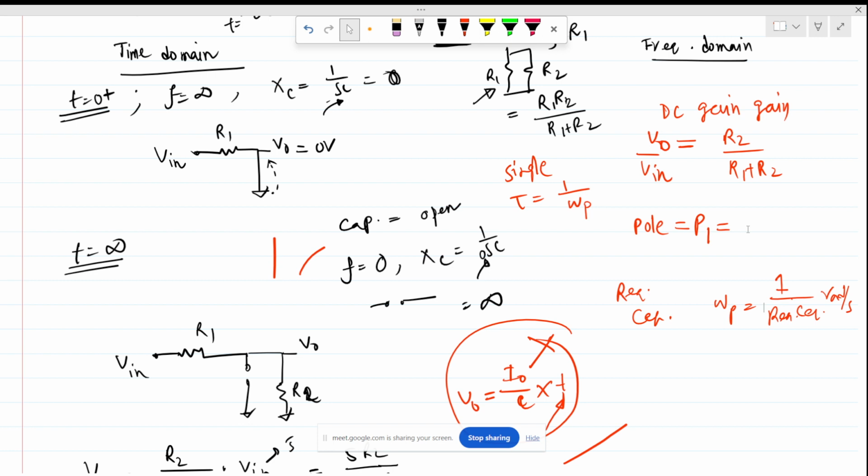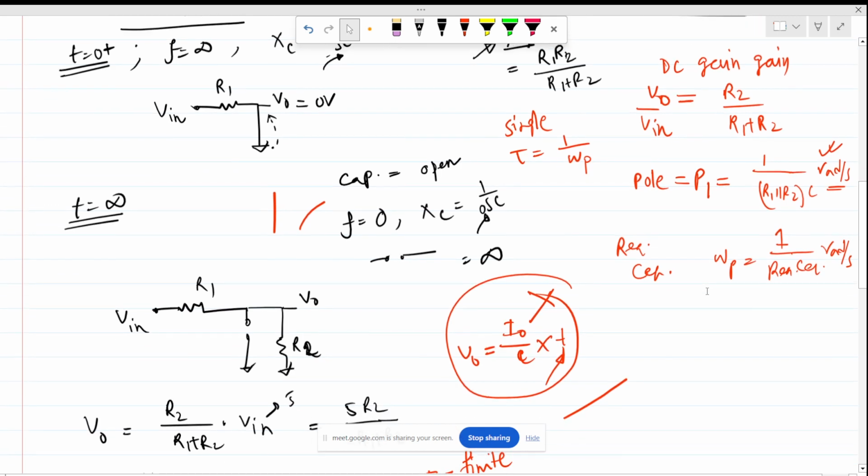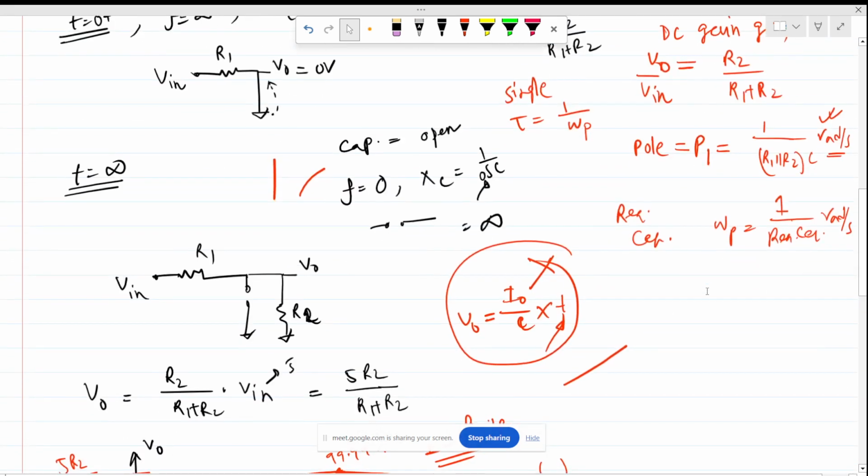So the pole will be nothing but 1 over R1 parallel R2 times C, radian per second. Please make this unit clear: radian per second, omega. So we have the pole, we have the DC gain. Now we have to find the zero, right?